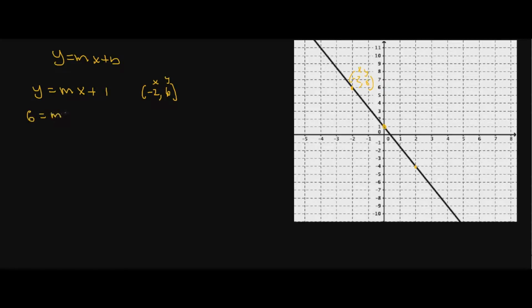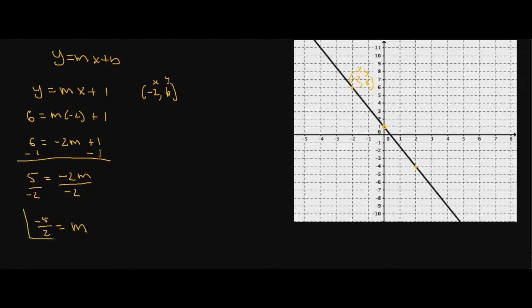6 is equal to m times negative 2 plus 1. Again, I just want to rewrite this as negative 2m plus 1. All right, now I just subtract 1 from both sides. We're going to get 5 is equal to negative 2m. Now we divide by negative 2. And we're going to get m is equal to 5 divided by negative 2. This is just the same as negative 5 over 2.